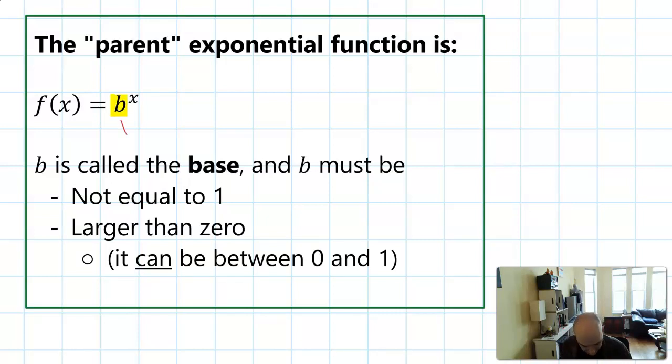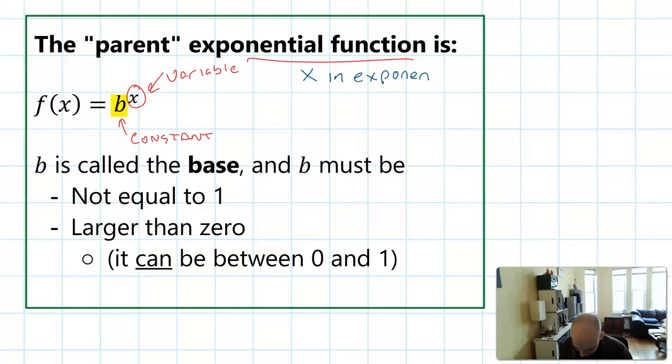B here, I know they both look like letters, but B is a constant, and X is the variable. So the key feature of an exponential function is that you have X in the exponent. Nowhere else. If you have an X not in the exponent, you're not looking at an exponential function. So X is X. B here is called the base, and there's two rules about the base.